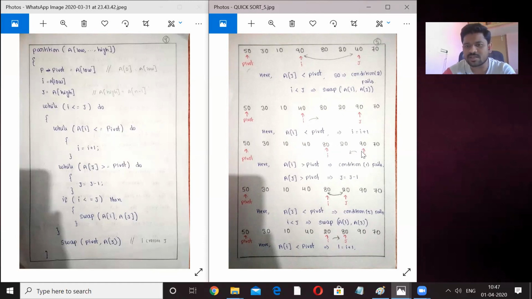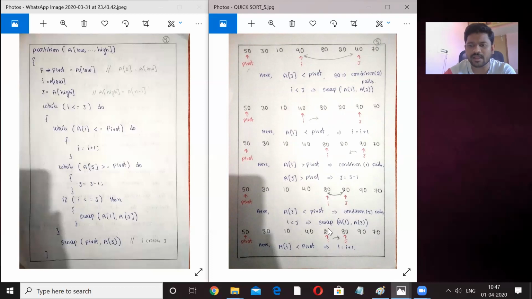So A of j here is 90 and my pivot element is 50. So the condition is true, and I need to decrement the value of j by 1. So j will be decremented from here to here. Now A of j is 20 and my pivot element is 50. Here A of j is less than pivot, so the condition fails. So I need to check this condition: I is less than or equal to j. Here I is less than j, so the condition is true. So I need to swap A of I and A of j, and by swapping these two elements, I got this output.